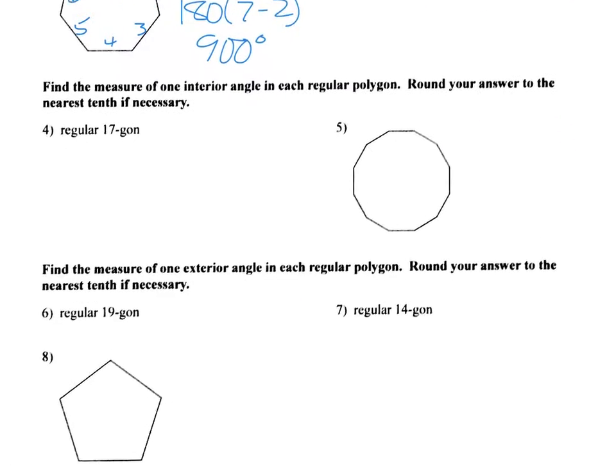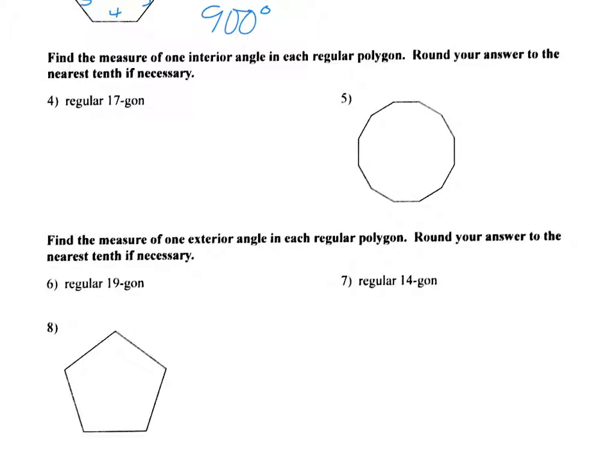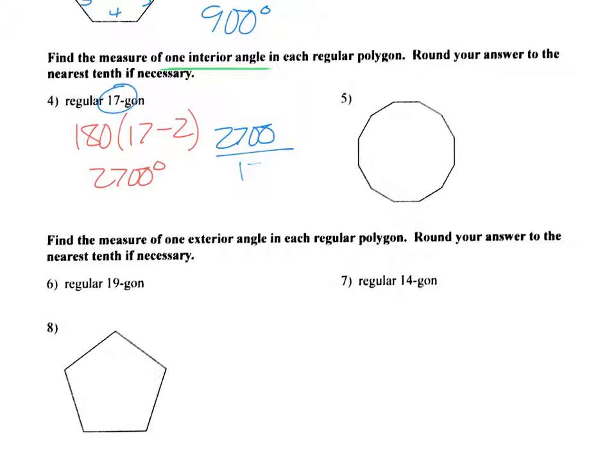Okay, what about the next ones? The next ones say find the measure of one interior angle. If we want just one interior angle, the first thing we have to do is find the sum of the interiors. So we use that formula above: 180 times 17 minus 2, and we get 2,700. Now, that's the sum of all the angles. What we're looking for is one. So we take the sum, which is 2,700, and divide that by 17, because that means there's 17 angles.